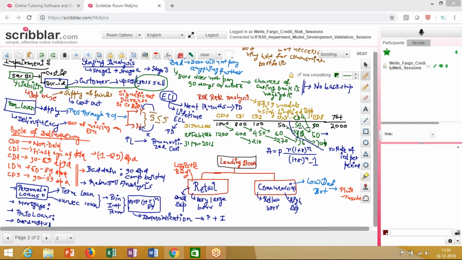Now FAS used to previously use either an incurred loss approach, or the Basel next 12 months ECL. Now CECL stands for Current Expected Credit Loss framework. So CECL is the US counterpart, or the GAAP counterpart, of IFRS 9.